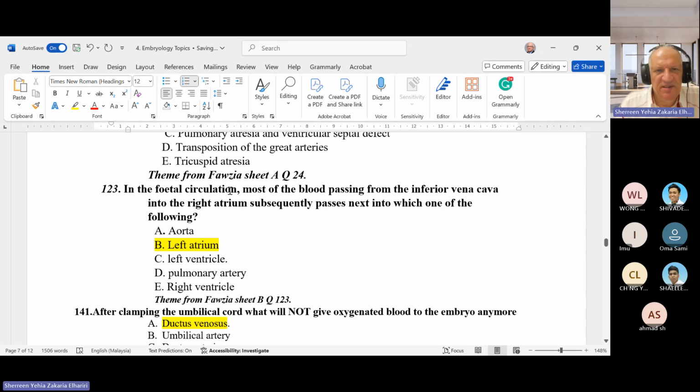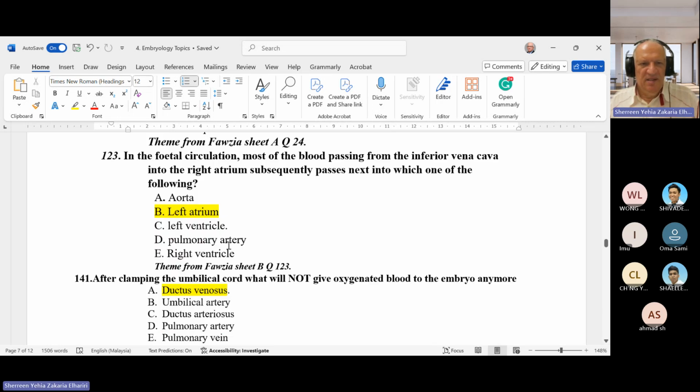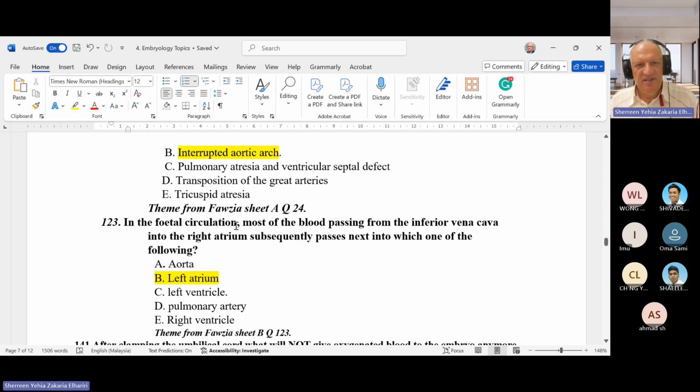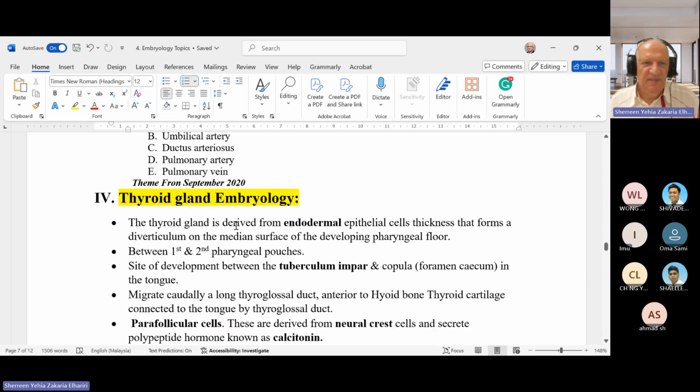Second question: in fetal circulation, most of the blood passing from the inferior vena cava into the right atrium subsequently passes next to, of course, the right atrium. It doesn't go to the right ventricle and to the pulmonary circulation. It goes directly to the left atrium. After clamping, I think the same umbilical cord, which no longer gives oxygenation to the embryo, it becomes the ductus venosum. So again, fetal circulation is important.